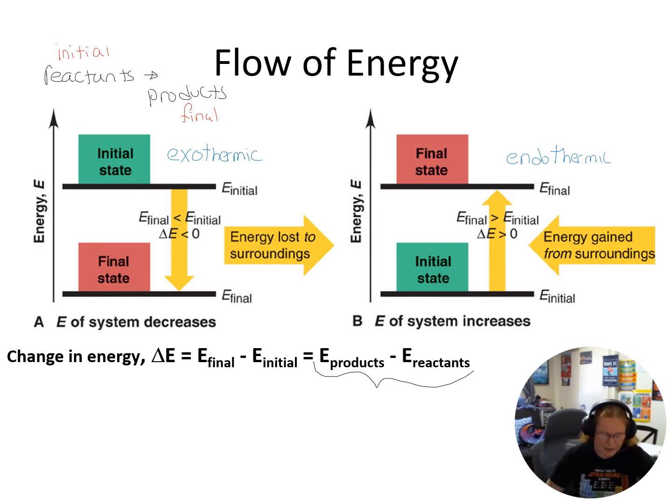Okay, and so the energy of the system is going to decrease in A, and the energy of the system is going to increase in my picture B. And so let's think of this here. For that exothermic, what do you think delta E is going to end up being? Is delta E going to be positive or negative? Delta E is going to be negative, which means the delta E over here is going to be positive.